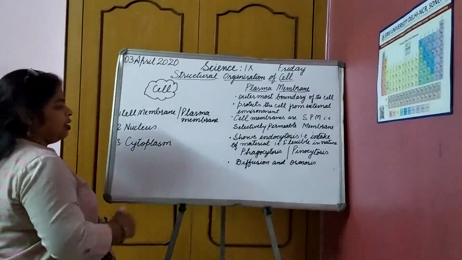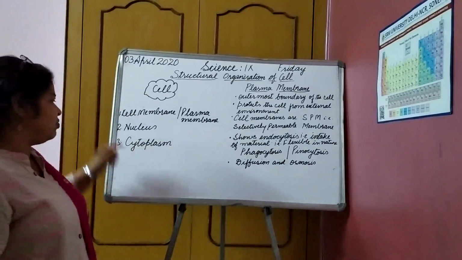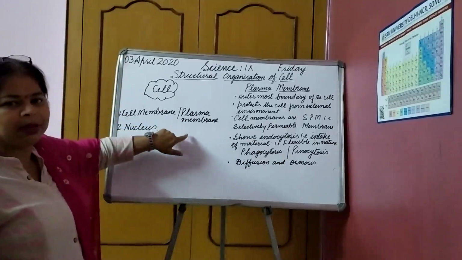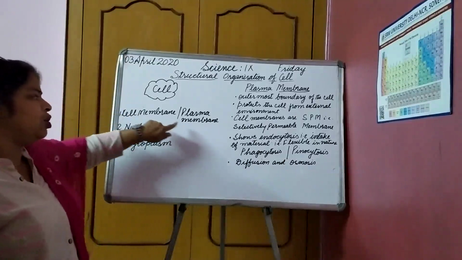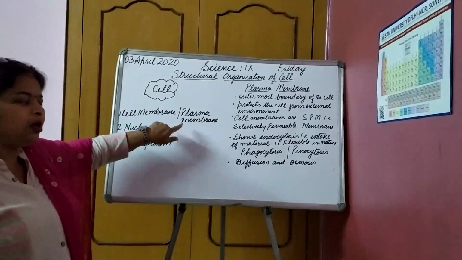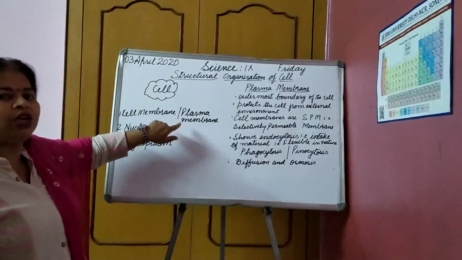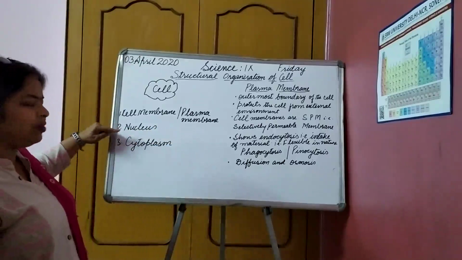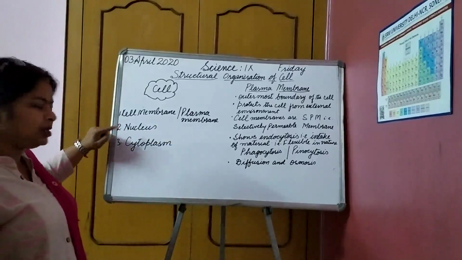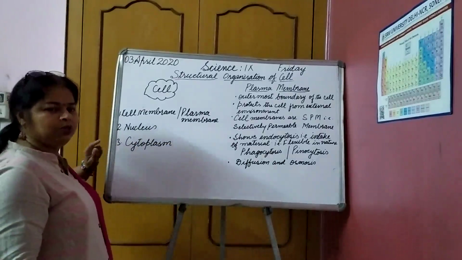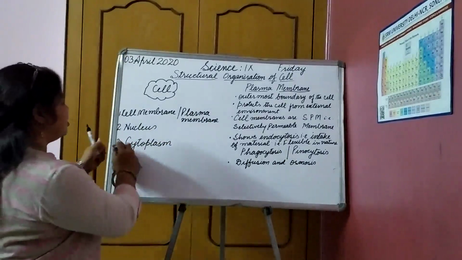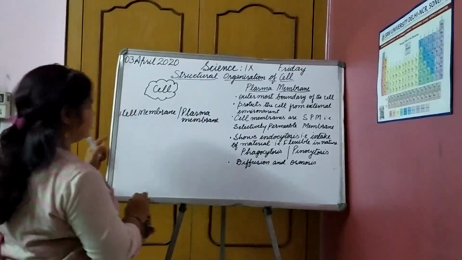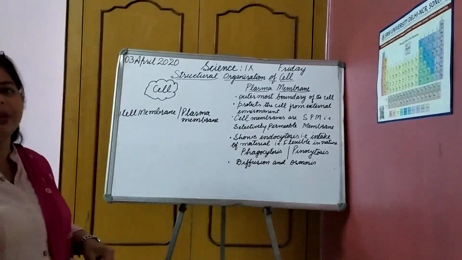Now, we are going to discuss each and every one. First, we will discuss the cell membrane or the plasma membrane: its structure and its functions, in detail. One by one we will discuss. Then we will discuss the nucleus. Then we will discuss the cytoplasm. So first let us explain and discuss the cell membrane or plasma membrane.